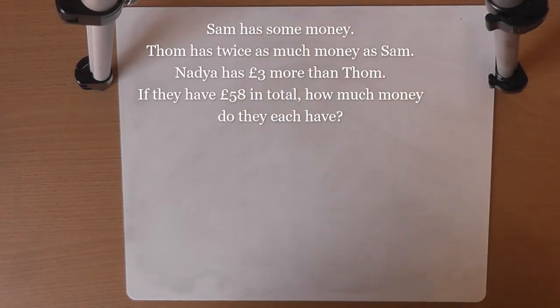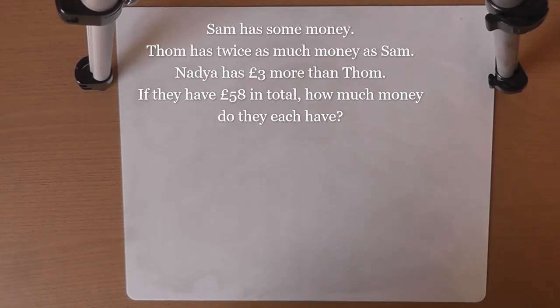Now this question is a lot more like the type we'd commonly get. Sam has some money. Tom has twice as much money as Sam. I would say Tom is a real person. That's never going to happen. Sam has some money. Tom has twice as much money as Sam. Nadia has £3 more than Tom. If they have £58 in total, how much money do they each have?